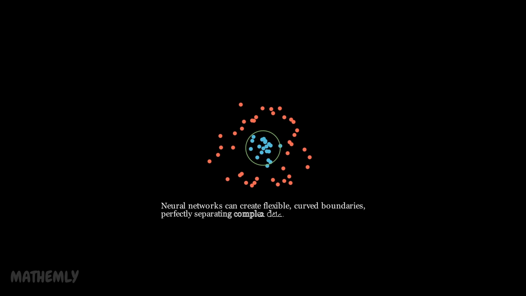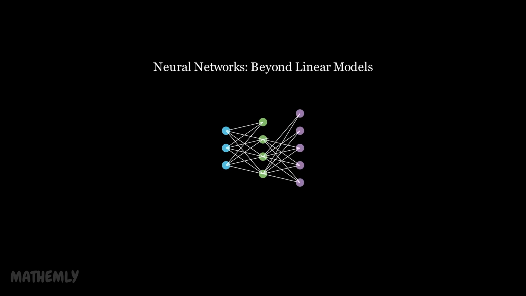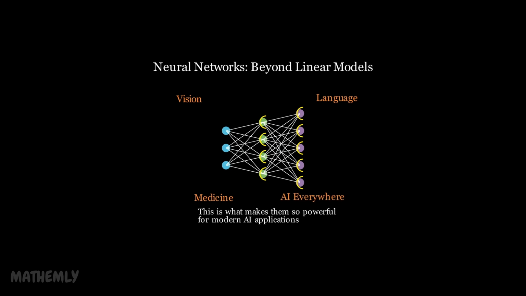So, going back to our circular example, while a linear model is stuck drawing only straight lines, a neural network can gradually build a decision boundary that curves around the inner circle perfectly, separating the two groups. This idea of stacking layers and introducing nonlinear activations is the key that allows neural networks to go far beyond the limits of linear models. It is what makes them so powerful for problems in vision, language, medicine, and just about every modern AI application you have heard of. Now, let's make this more concrete with real-world examples.